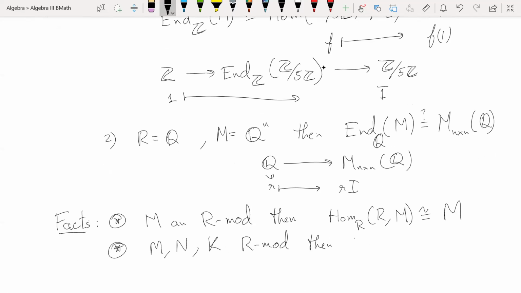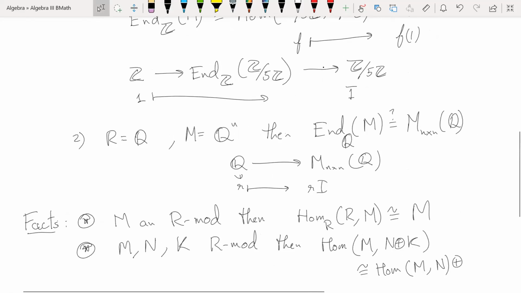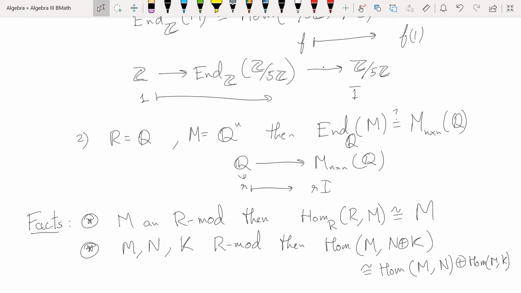Then Hom(M, N plus K), the set of all linear maps from M to N plus K, is isomorphic to Hom(M, N) plus Hom(M, K). So if you take a linear map from M to N and then a linear map from M to K, then you can consider the pair of those maps, and that will give you a map from M to N plus K, and conversely.